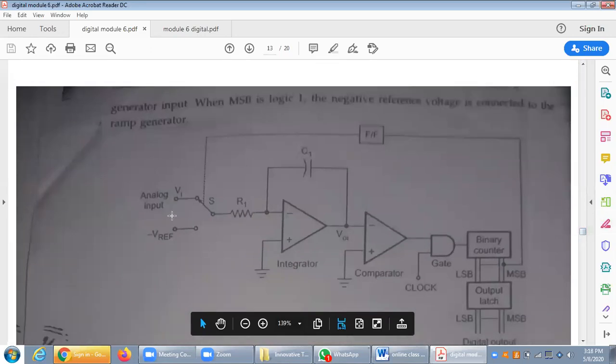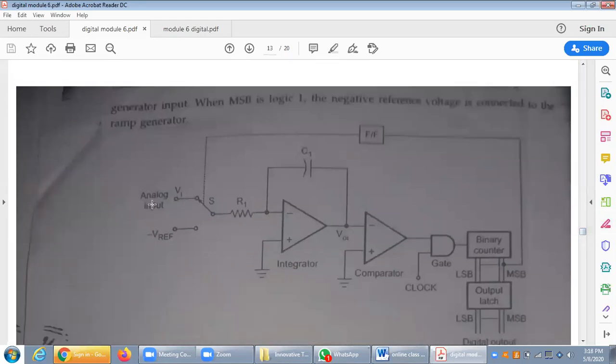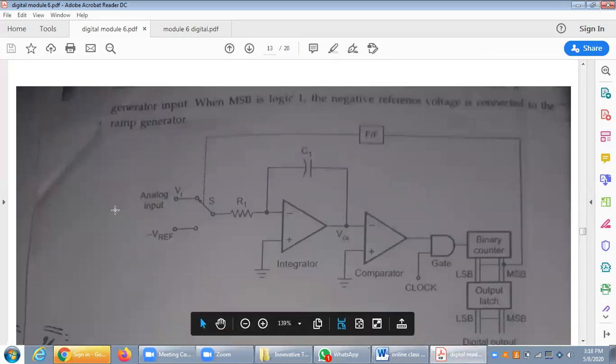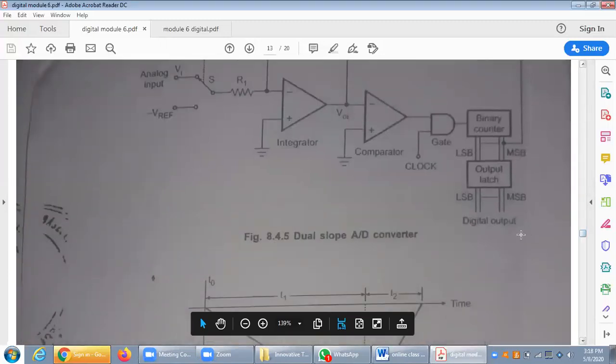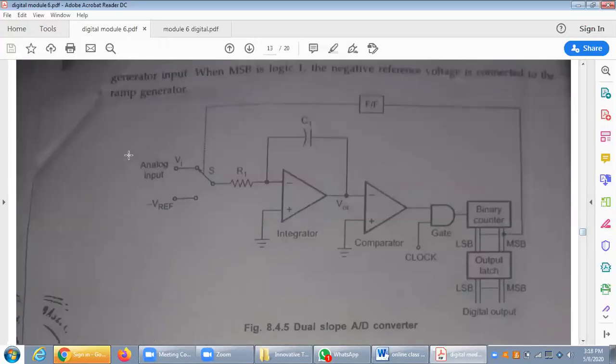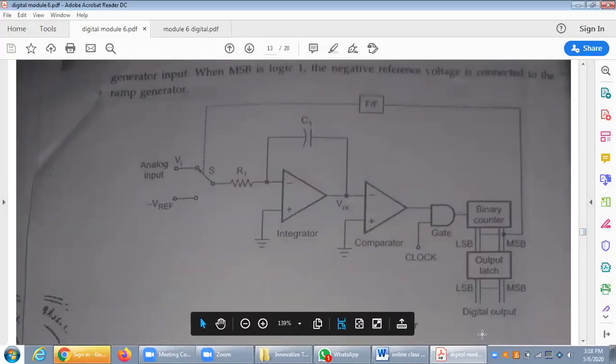This is the voltage we are going to give, and that voltage is what we get as a digital output. This is the input we are giving as an analog input voltage, and we will get the corresponding digital value. So now we'll see how the analog value is converted into digital.